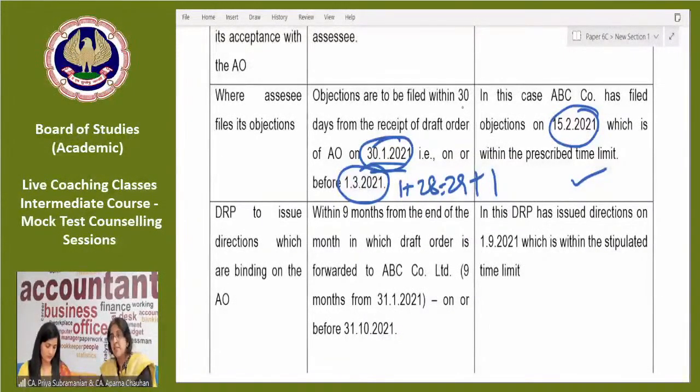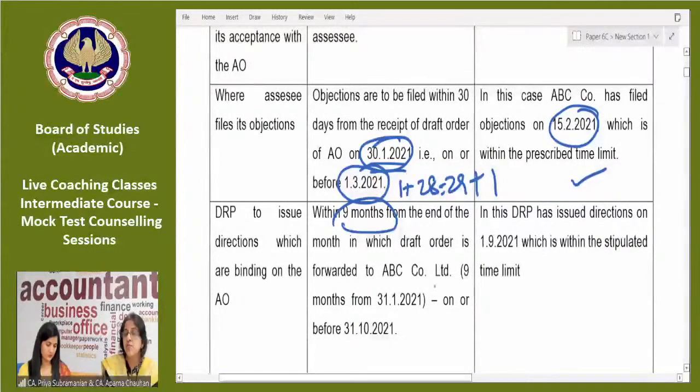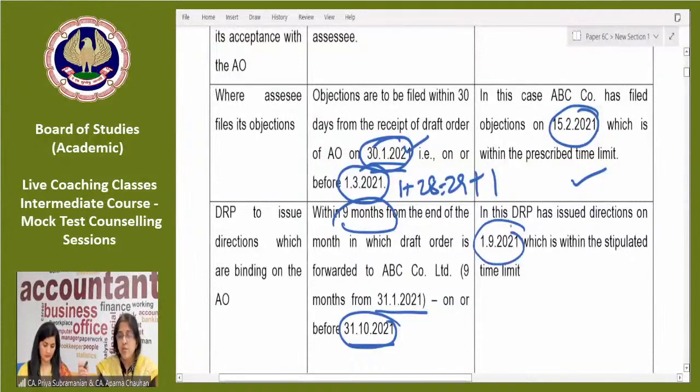Now, what happens when the assessee files its objections? The DRP has to issue directions to the assessing officer within 9 months from the end of the month in which the draft order is forwarded to ABC Company Limited. So when is the draft order forwarded? It was forwarded on 31/1/2021. So the end of the month is 31/1/2021, and 9 months from that date is 31/10/2021. So DRP has to issue directions on or before 31/10/2021. In this case, DRP has issued directions on 1/9/2021, which is within the time.